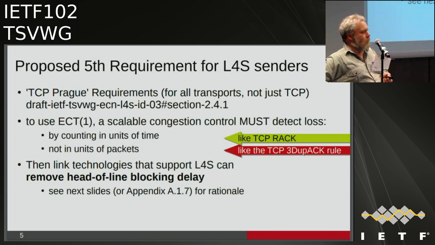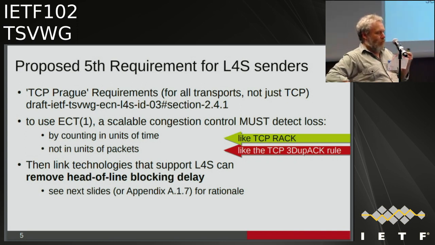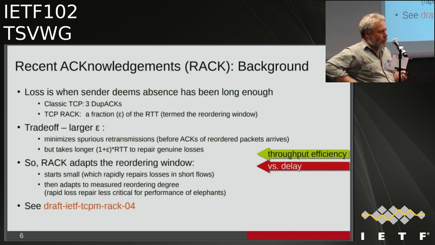But the reason why this is important for L4S is that it then means that link technologies that support L4S can know that all senders sending packets into their queue in the network, they can look at this ECT1 code point and they know that means you support detecting loss by time, and it means you can relax your resequencing and reordering requirements in the network. And that means you can remove head-of-line blocking if you're doing things like link layer retransmissions. So I'm going to explain all this, but that's the overview.